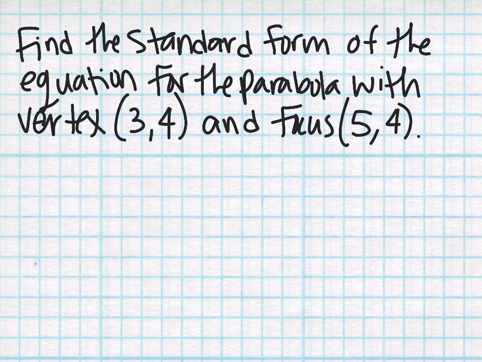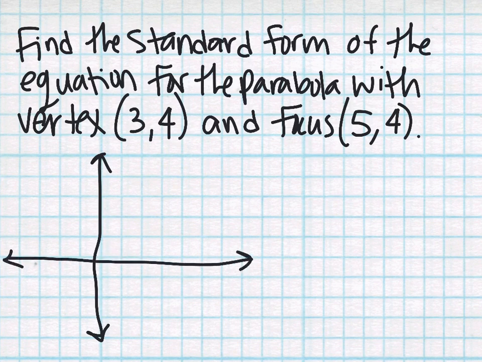So we're going to take what we just wrote down and see if we can figure out what is going on with this parabola. One thing that I do sometimes is I will just think about graphing it real quick and think, okay, my vertex is at 3, 4. Here's my vertex. And my focus is (5, 4). So that tells me this is going to open to the right.